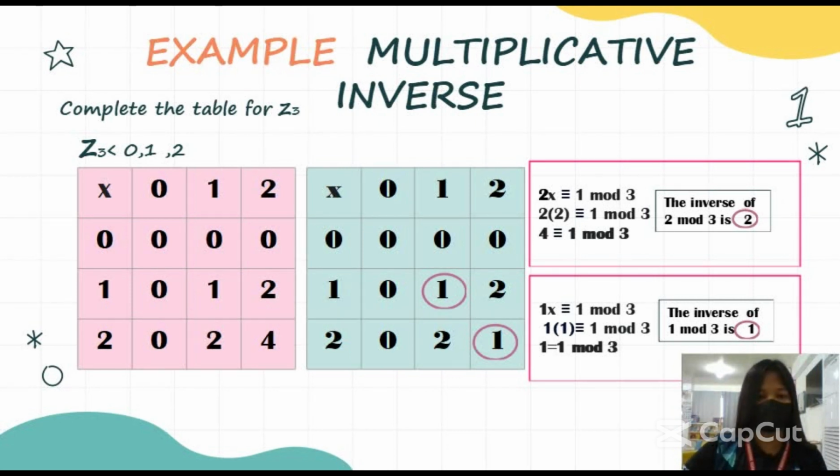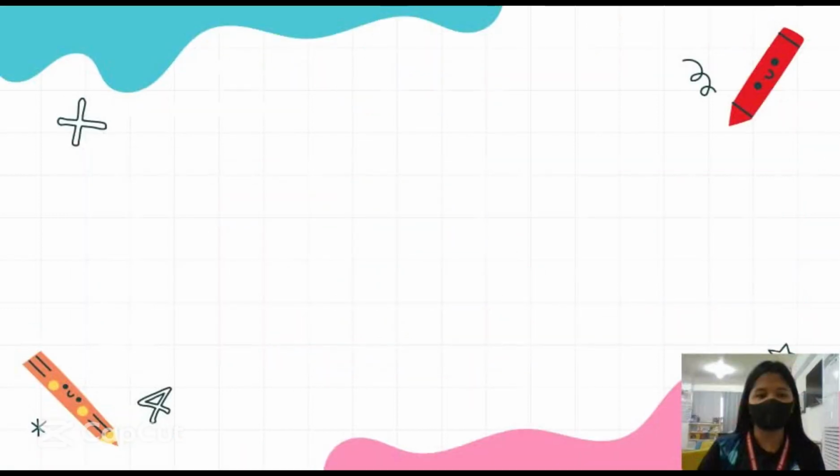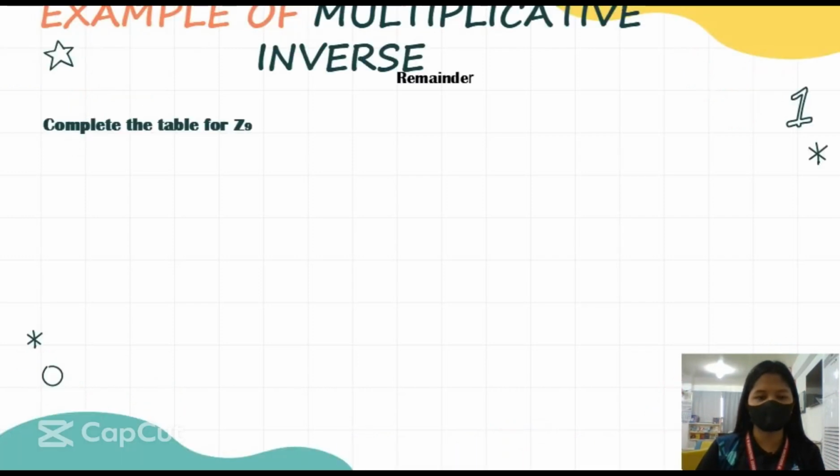So next is another example of a z table. Mas higher ang atong i-give nga example, which is the z9, or modulo 9. Another example of multiplicative inverse using the z9, or complete the table for z9. So Mr. Terpin will discuss about it.